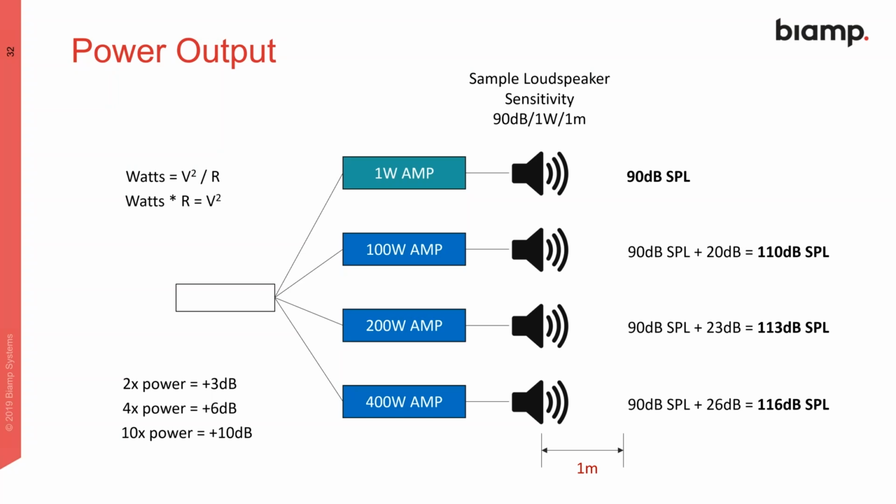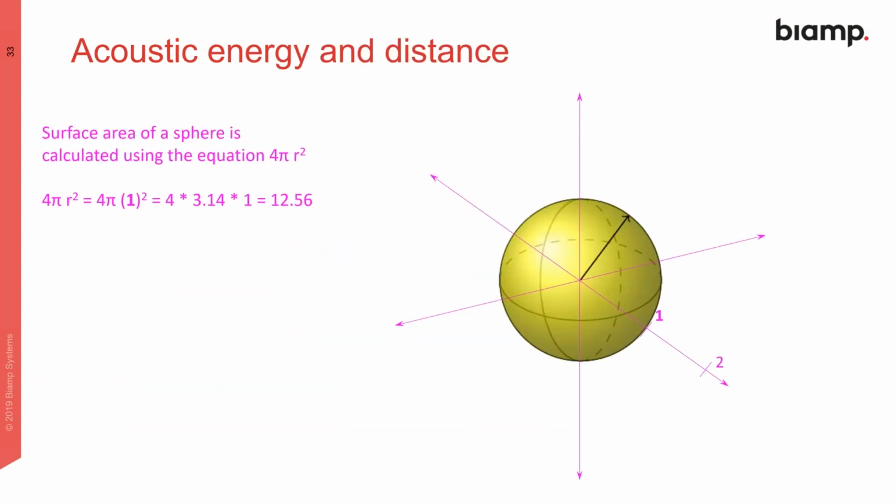In terms of what we perceive as twice as loud, somewhere between 6 and 10 dB is what we would perceive as sounding twice as loud. So that kind of gives you an idea of what that difference is.